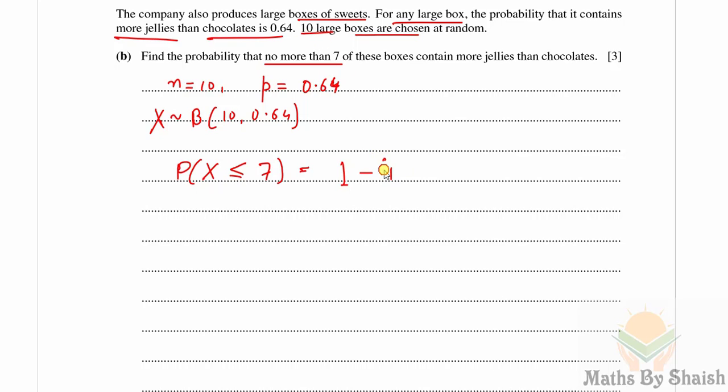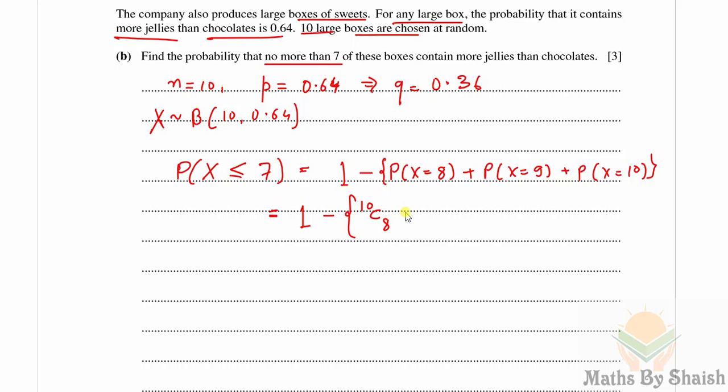So it is going to be 1 minus the probability of x equal to 8 plus the probability of x equal to 9 plus the probability of x equal to 10. We have p, so we can calculate q, that is 1 minus p, which is 0.36. In the binomial, for 8 it is 10C8, success probability 0.64 to the power 8, and failure probability 0.36 to the power 2.